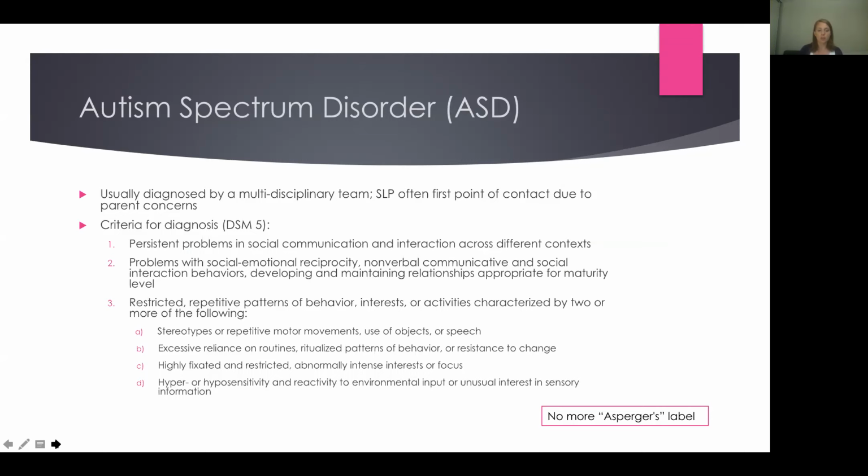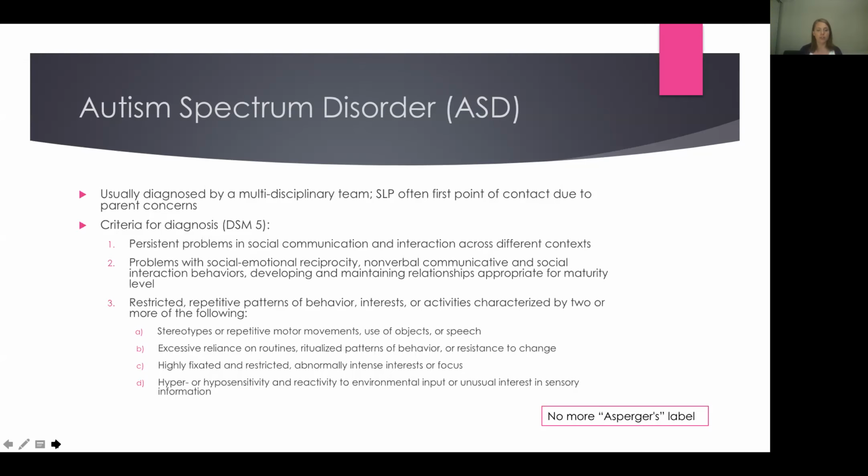So to be diagnosed with autism, you have to meet all of these three criteria. You have to have persistent trouble with social communication and interaction in different contexts, so not just in one place. You have to have trouble with that reciprocity in communication, with nonverbal communication and social interaction behaviors. And you have to have trouble developing and maintaining relationships that are appropriate for your maturity level.